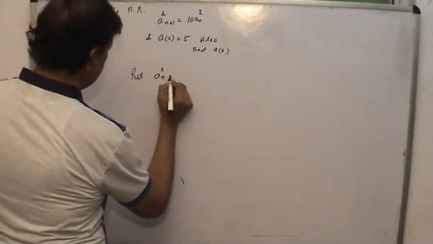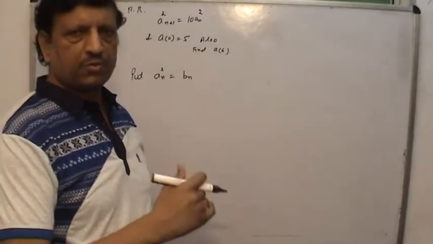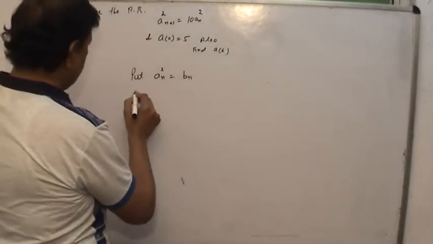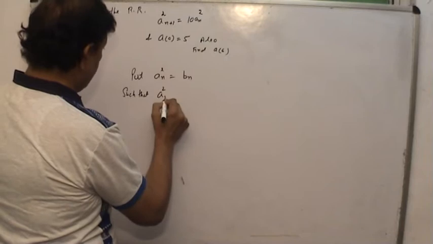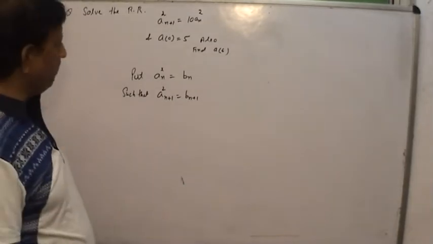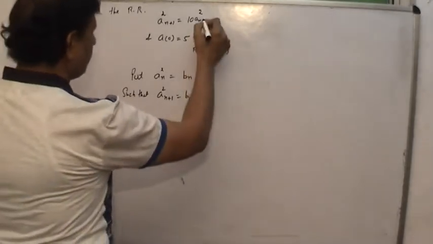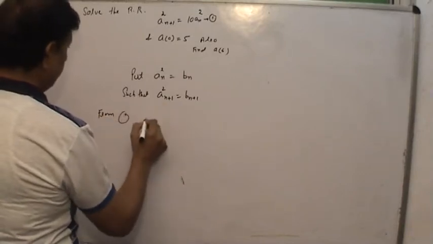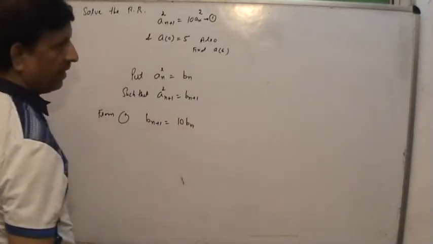a square n is equal to bn. Bn is another term corresponding to the a square n of the recurrence relation. So a square n is equal to bn, such that a square n plus 1 is equal to bn plus 1. So we replace the quadratic terms by linear terms in this way. Now from the given relation, we get bn plus 1 is equal to 10 times bn.